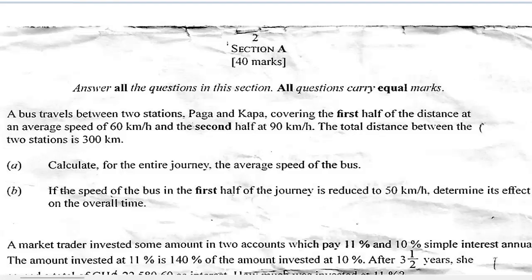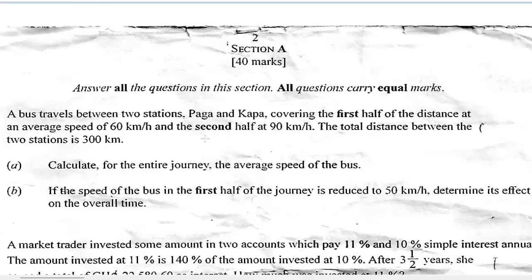First of all, we are talking about two stations. The two stations here, we can simply think about them like two points, maybe point A and point B. So let's say the bus starts from a certain point A and then gets to a certain point B. The distance between the two points, that is from A to B, is 300 kilometers.